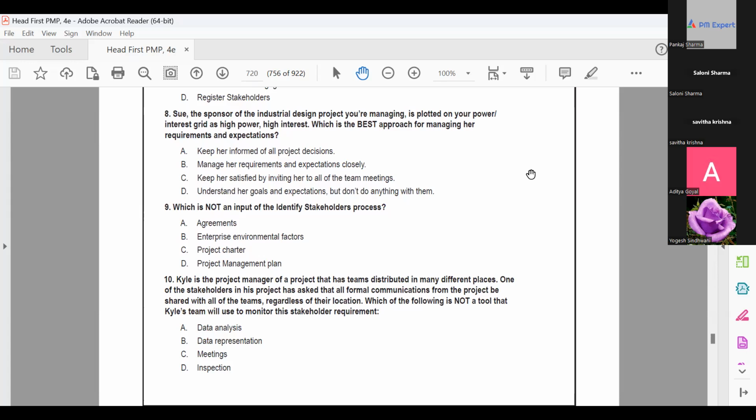Sue, the sponsor of industrial design project you are managing, is plotted on your power interest grid as a high power, high interest. What is the best approach for managing her requirement and expectations? Manage her requirements and expectations. Yes, closely. Absolutely right, Isha. So should it be Bravo? Yes. High power, high interest, manage closely, right? Right.